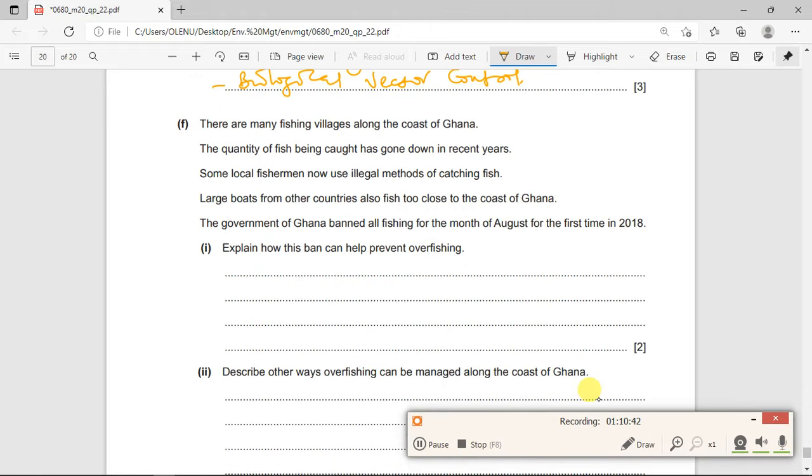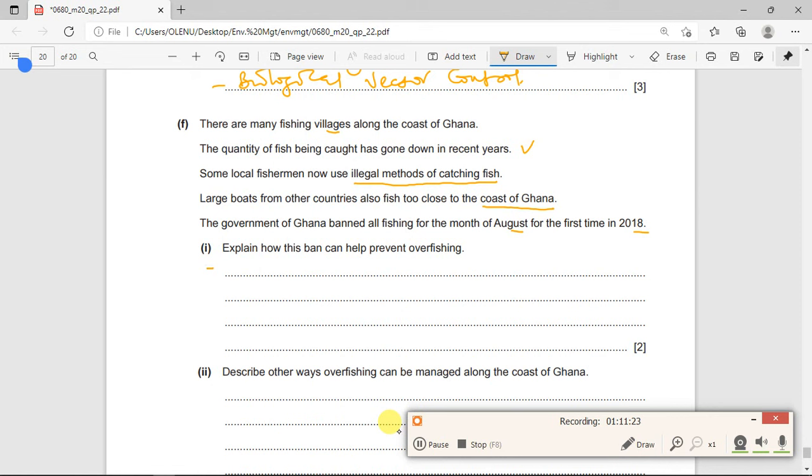Now, the next question is: there are many fishing villages along the coast of Ghana. The quantity of fish being caught has gone down in recent years. Some local fishermen now use illegal methods of catching fish. Large boats from other countries also fish too close to the coast of Ghana. The government of Ghana banned all fishing in the month of August for the first time in 2018. Explain how this ban can help prevent overfishing. Simple.